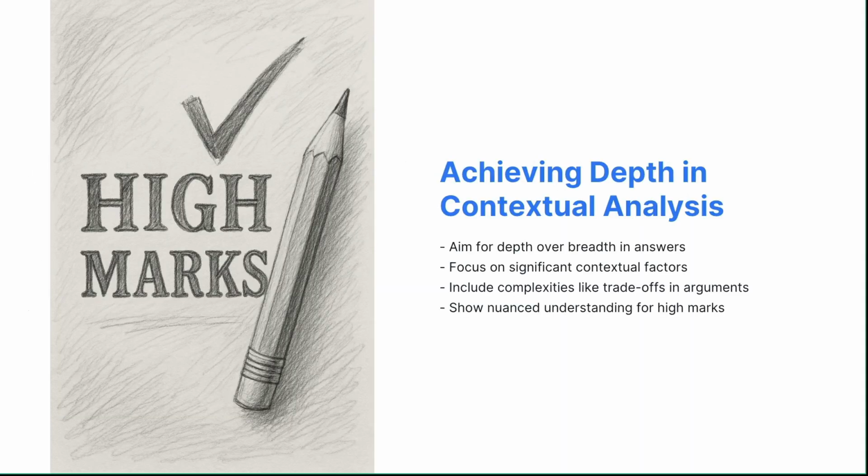Now, aiming for high marks means going for depth over breadth. Focus on the most significant contextual factors and build logical, well-supported arguments. Don't shy away from complexities. Bring up tensions like the trade-off between external competitiveness and internal equity. The highest marks go to answers that show a nuanced understanding of the reward environment, not just a surface-level overview.